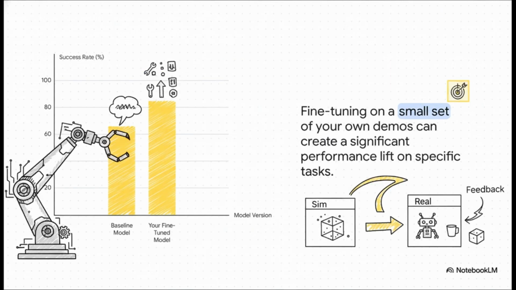And this right here is the goal. This is what you want to see. A chart where your fine-tuned model, trained on just a handful of your own demos, blows the baseline model out of the water on tasks that actually matter for your robot. This is that sim-to-real workflow paying off.